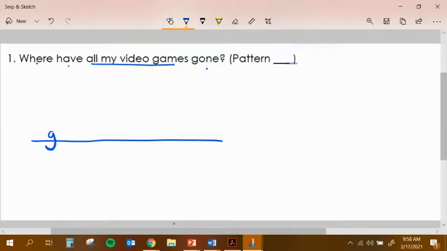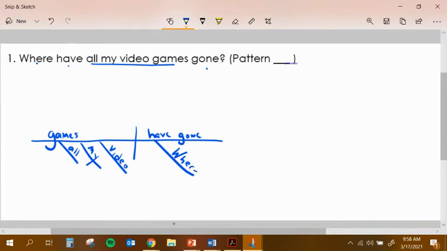So my subject is games. I'd say all games, my games, video games. My verb is have gone. And my adverb is where. The only thing I really want you to make sure you do is capitalize that W in the word where. It's the only way of really knowing that that word is the beginning of the sentence.